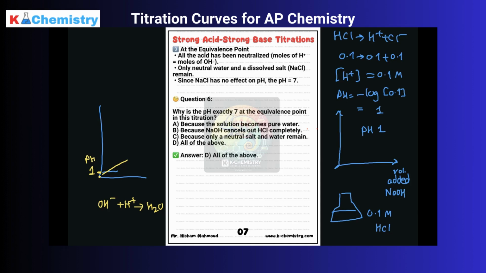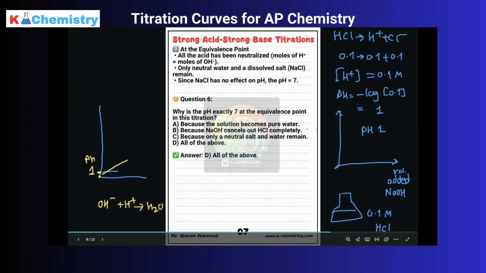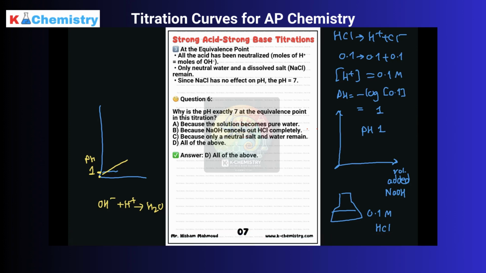The third part, at the equivalence point. What happens at the equivalence point? At the equivalence point, there is a sharp increase. All the acid has been neutralized. Moles of H plus is equal to moles of OH minus. So only neutral water and dissolved salt remain. Since NaCl has no effect on pH, the pH is equal to 7. This is a sharp increase in the pH, so the pH reaches 7. This is the equivalence point.